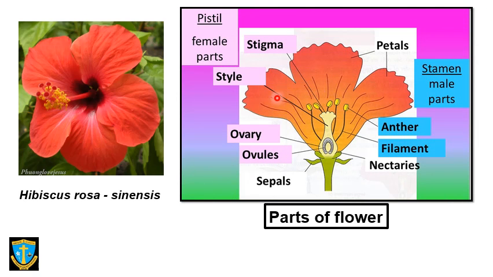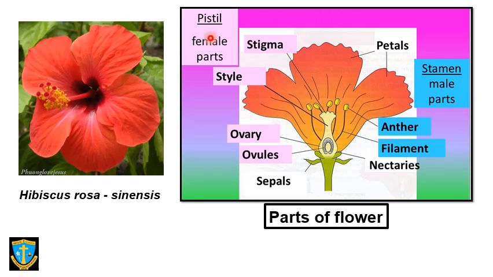So we have the petals, and the green leaf-like structure just below the base of the flower is called sepals. Then we have the male parts, that is the stamen. Stamen has two parts, anther and filament. Anther is the top cushion-like structure where the pollen grains are found, and the filament is the tube-like structure which holds the anther. These two together are called the stamen. Anther and filament make the stamen, that is the male part.